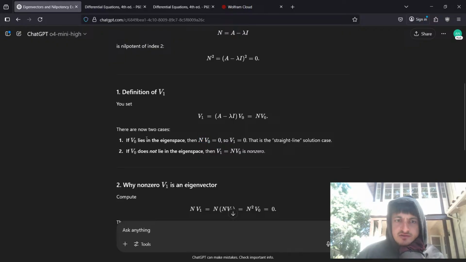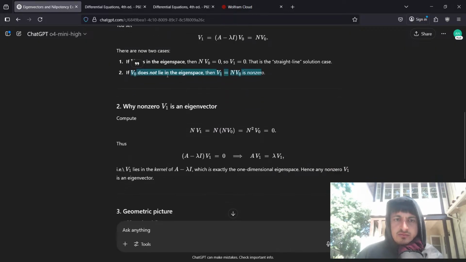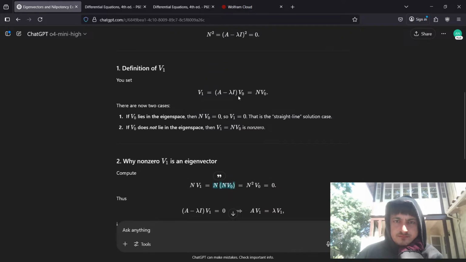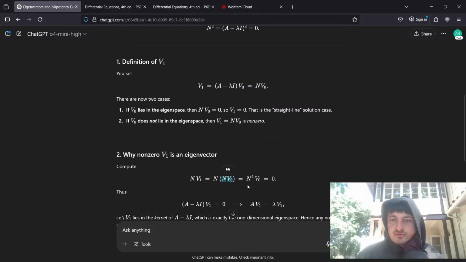Yeah, okay. If v0 lies in the eigenspace, then N v0 is equal to 0, so v1 is equal to 0. That is the straight line solution case. If v0 does not lie in the eigenspace, then v1 is non-zero. Now, why is non-zero v1 an eigenvector? Compute N v1. Why is that true? Hold on. So N v0 is equal to v1. So N v1 is equal to N of N v0. That's fine. So you get N squared v0.